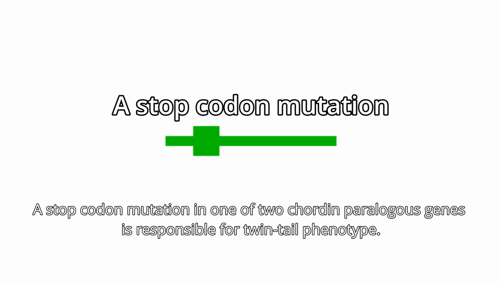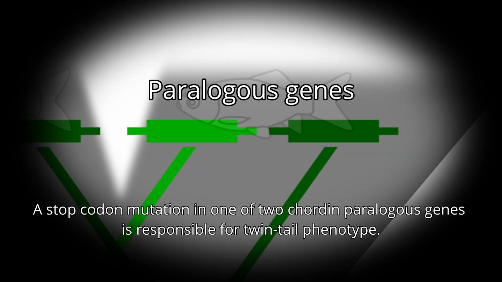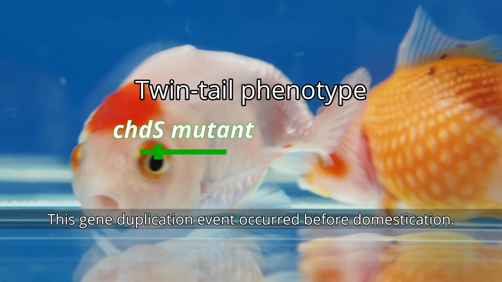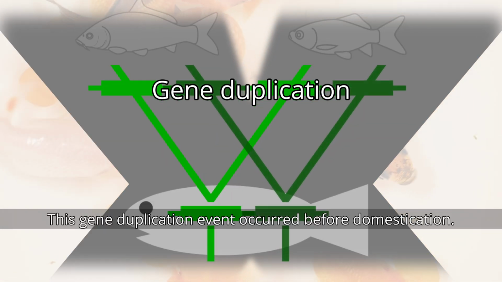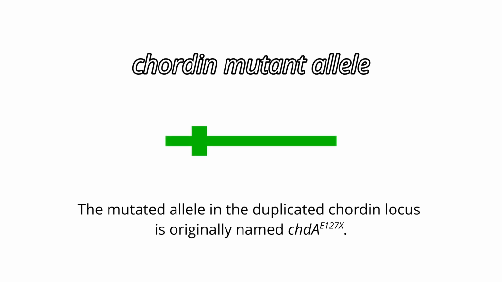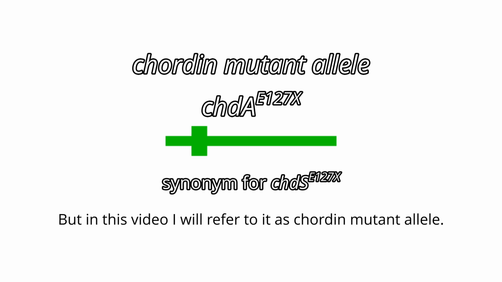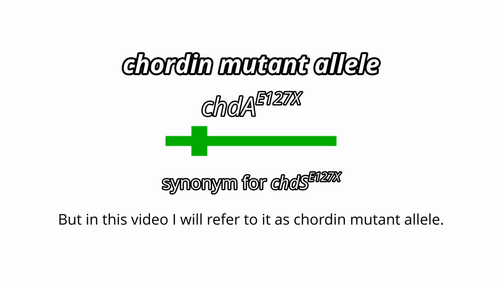A stop codon mutation in one of two coding paralogous genes is responsible for the twin-tail phenotype. This gene duplication event occurred before domestication. The mutated allele in the duplicated coding locus is originally named coding AE127X, but in this video I will refer to it as the coding mutant allele.